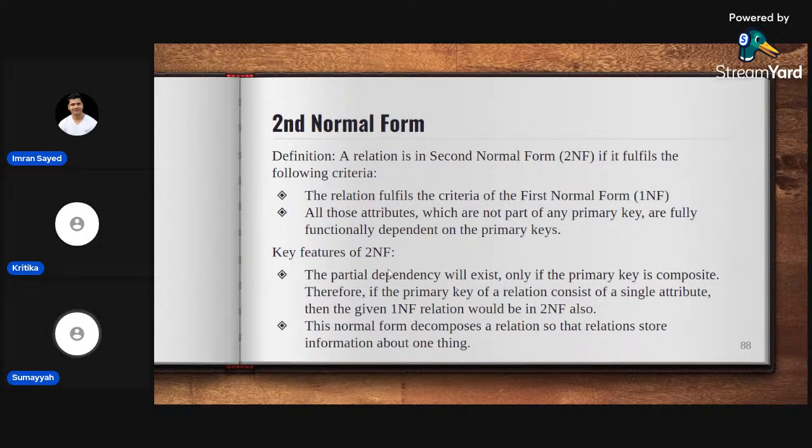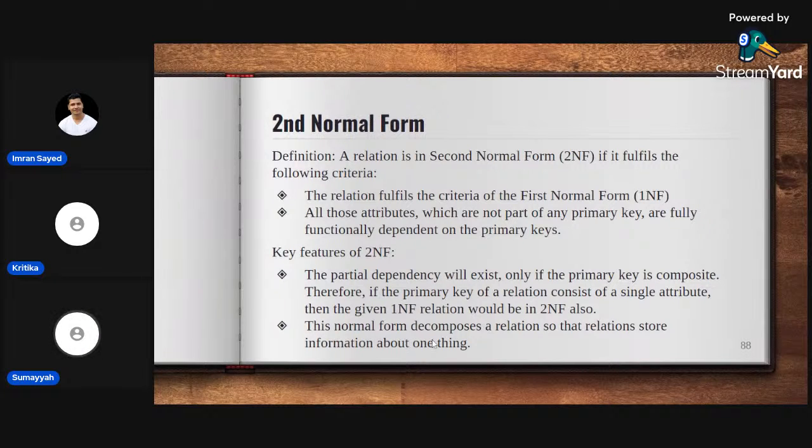Key features of 2NF: the partial dependency will exist only if the primary key is composite. Therefore, if the primary key of a relation consists of a single attribute, then the given 1NF relation would be in 2NF also. So if the primary key is not composite, there's no question of a partial dependency on it.